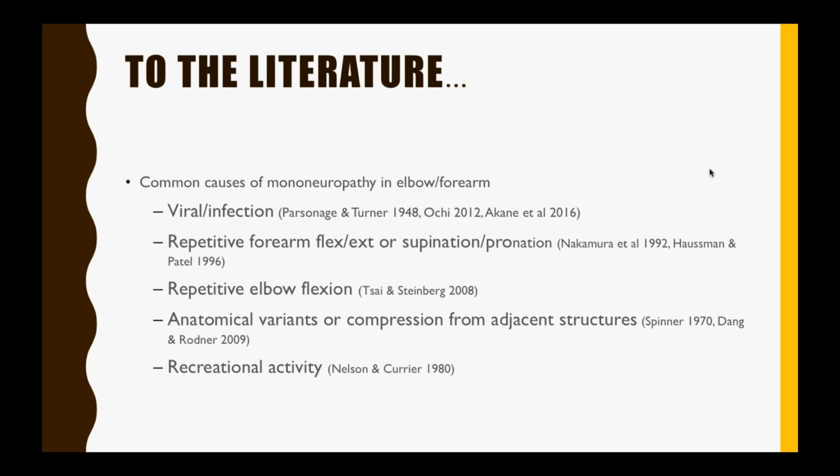Common causes of mononeuropathy in the elbow and forearm are viral infection. That's why I mentioned the virus in the history. Repetitive forearm flexion and extension or supination and pronation can damage the radial and anterior interosseous nerve in the forearm. Repetitive elbow flexion, anatomical variance or compression from adjacent structures, and recreational activity have all been documented in the literature as causes of injuries to the nerves in the forearm.